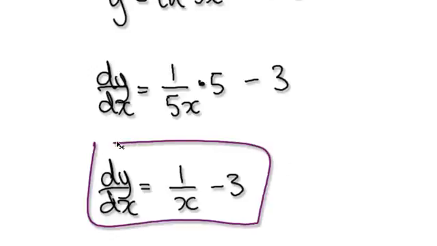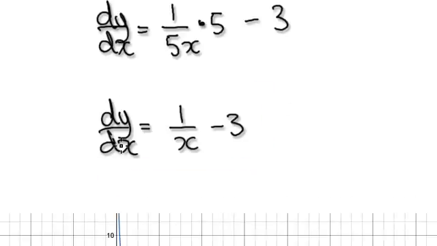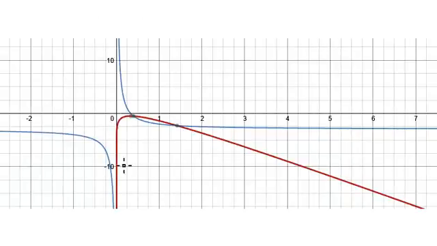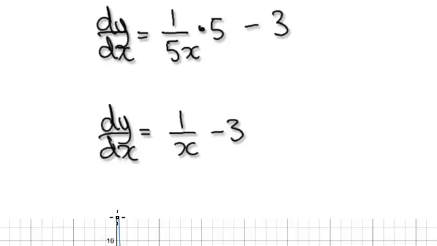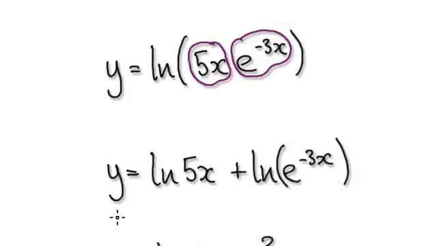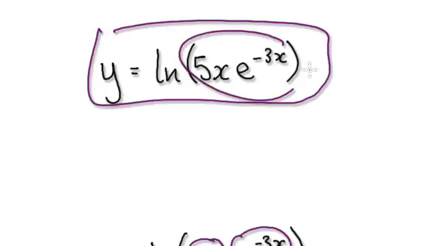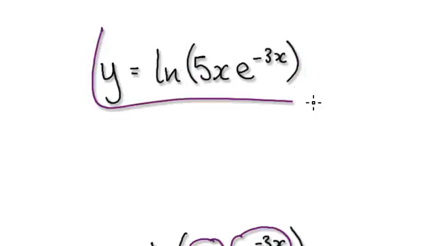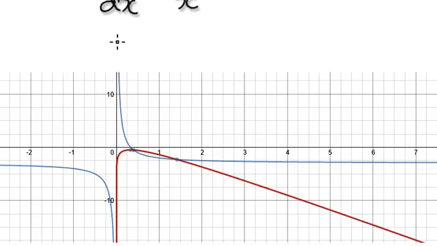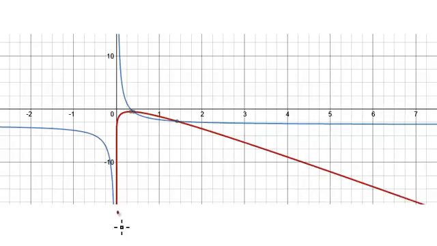Get yourself a graph plotter to double check everything. So the red line here represents our original y equals natural log of this thing here. The blue line represents the derivative. So now have a quick glance to make sure everything's in order.